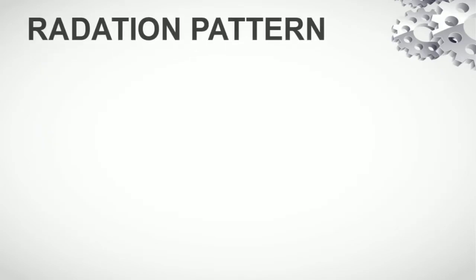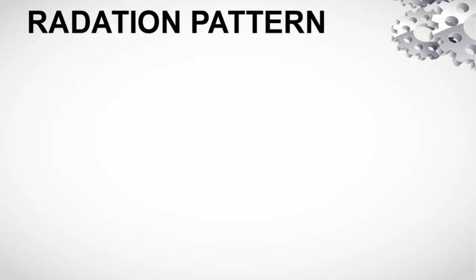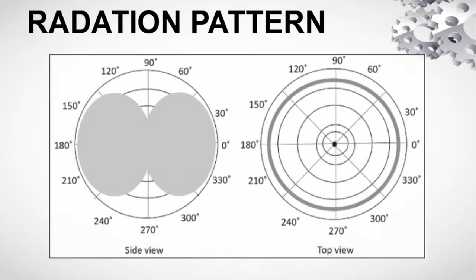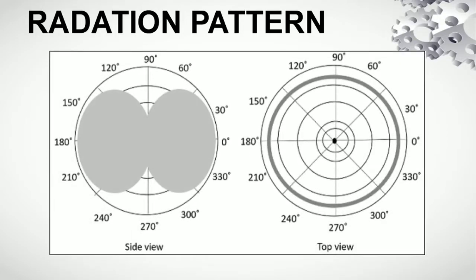For the radiation pattern, we have here the figure, the side view, and the top view. The radiation pattern of this slot is omnidirectional. Just like a half-wave dipole antenna, it shows the radiation patterns of the slot antenna drawn in horizontal and vertical planes respectively.